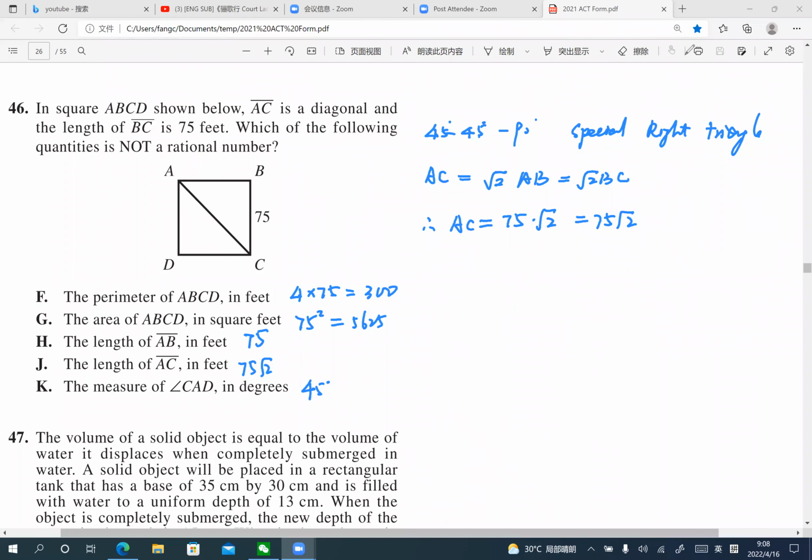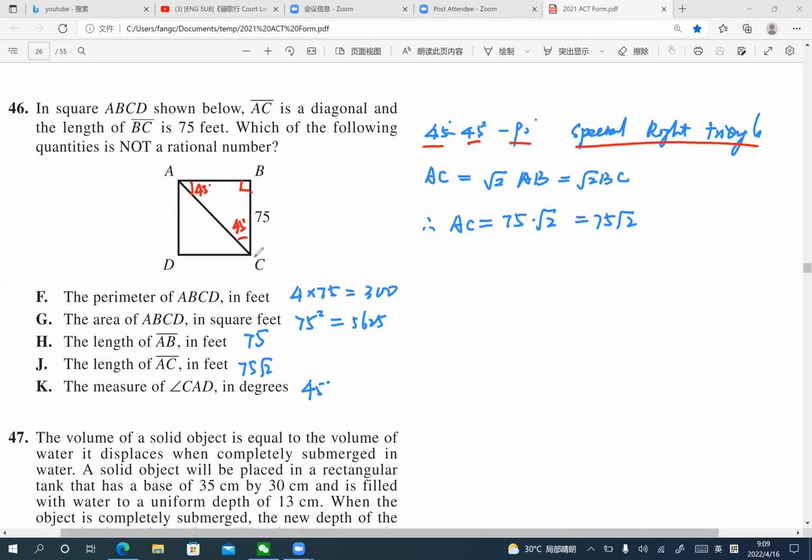Question 46. In square ABCD shown below, segment AC is a diagonal and the length of segment BC is 75 feet. Which of the following quantities is not a rational number? Since ABCD is a square, angle BAC and angle BCA are both 45 degrees. So triangle ABC is a 45-45-90 degree special right triangle.